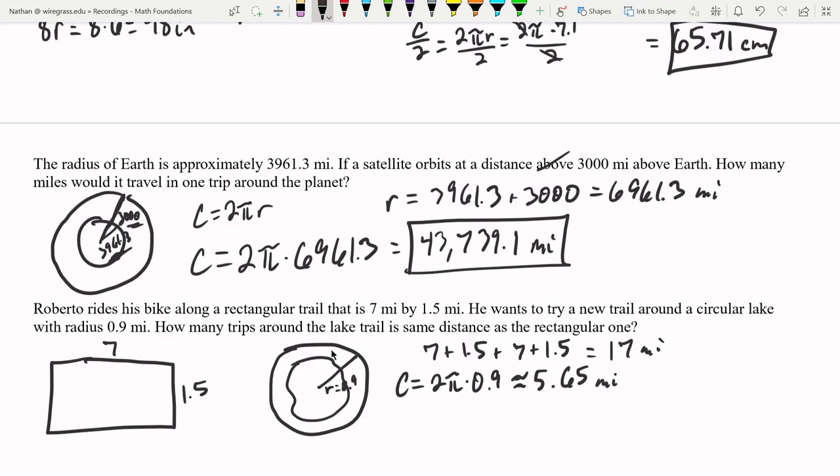So how many times does he have to go around this one to be the same as 17? That's what division can find, because we're asking how many times this number can go into this number. 17 divided by 5.65, and I'm getting approximately 3. If you do 3 times 5.65, you get 16.95, which is just about 17. So yeah, he has to go 3 times around this trail to get the same distance as 1 time around the rectangular trail.